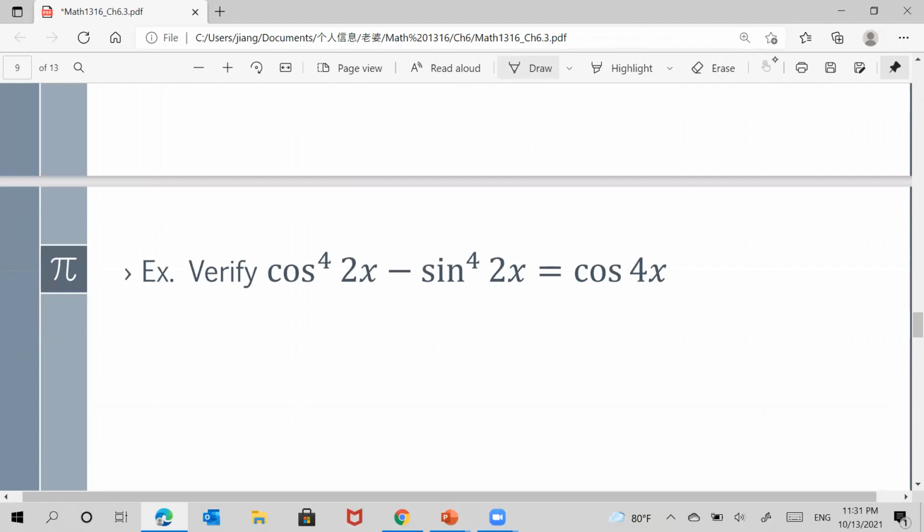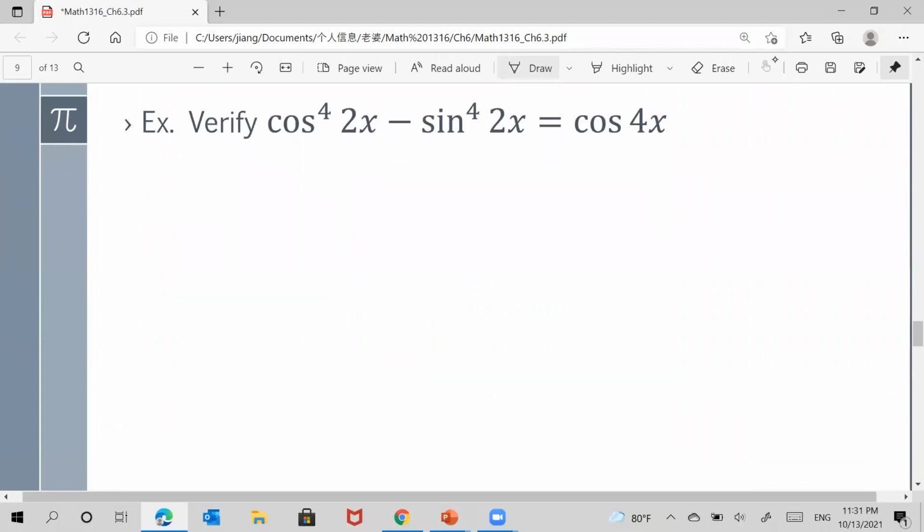Okay, let's move on to verify this identity. Okay, so for me, I like to start from the left-hand side, and also the left-hand side is complex. It has 2 terms. Also, it has 4th power, and it has the 2x here. So how to make this term to the cosine 4x? Let's start from the left-hand side. So when I see this, how to reduce it? Reduce the power.